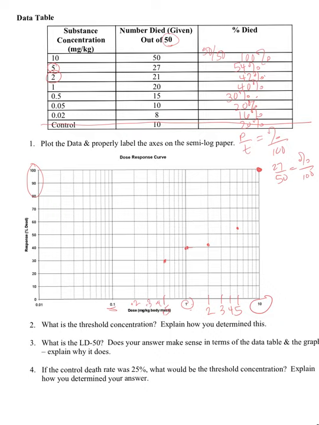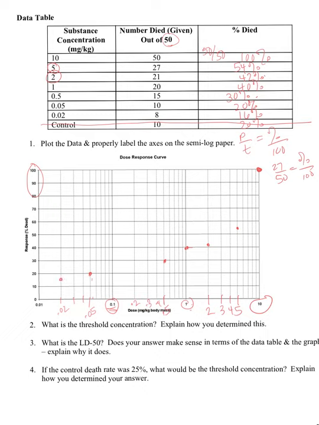Next, 0.05. 0.05 is less than 0.1, so this is 0.02, 0.03, 0.04, 0.05. So 0.05, I'm going to be at 10% here. I'm sorry, 20%, excuse me. Let me erase that. All right. So 0.05, again, was 20% right there. And then at 0.02 it was 16%, 0.02, 16%.